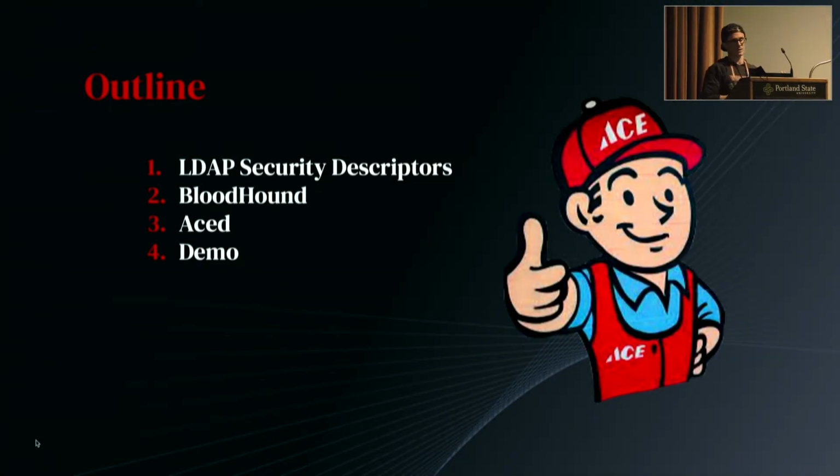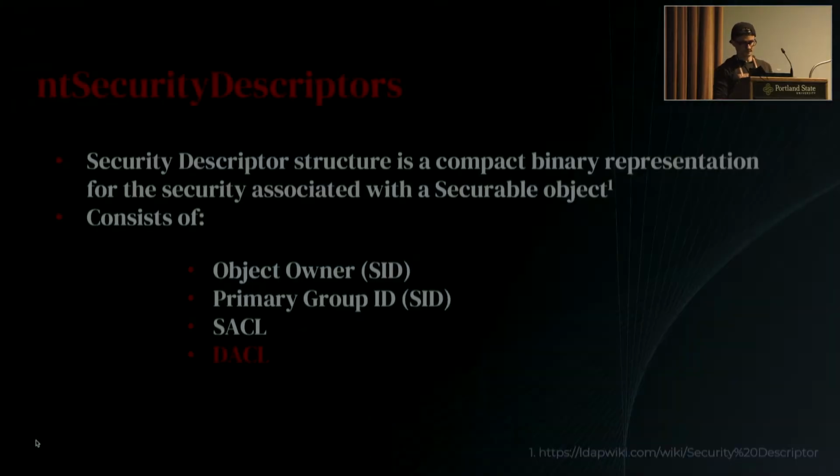So for this talk, we're going to cover a quick high-level overview of what a security descriptor is in Active Directory and why they're valuable to attackers. And then we'll talk about BloodHound, a well-known tool for performing recon of a target domain, and show the risks associated with running BloodHound during evasive engagements. Then I'll introduce the tool I wrote, ACE, to alleviate some of those risks, and following that, I'll show a quick demo of how that works.